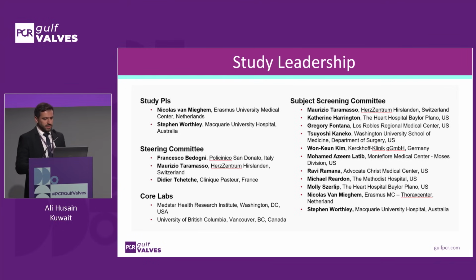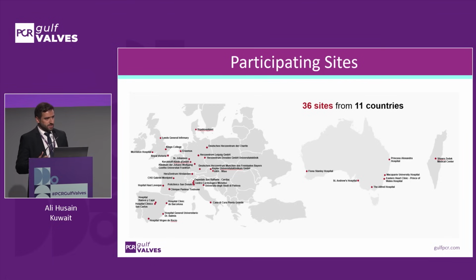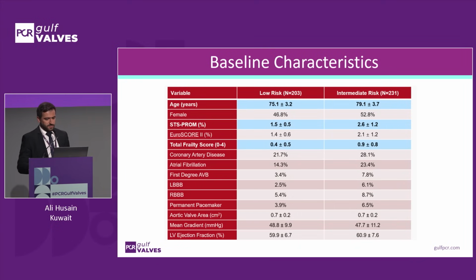So this is the study leadership, and you can see the study PI is Dr. Van Mieghem from the Netherlands, and Dr. Stephen Worthley from Australia, with a big steering committee and core labs from Washington, DC, and Vancouver, BC in Canada. So 36 sites from 11 countries participated in this study. And this is the baseline characteristics of the patients.